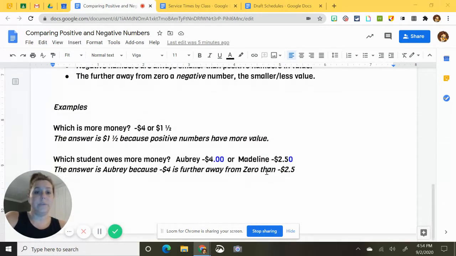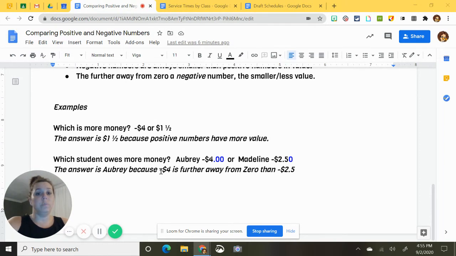All right, so here's a few examples. Which is more money, -4, or this is a positive because it doesn't have anything in front of it, positive 1.5? The answer is 1.5 because a positive number will have more value. It's kind of like the same situation I gave you with the money example up there.